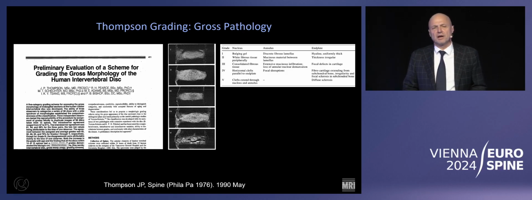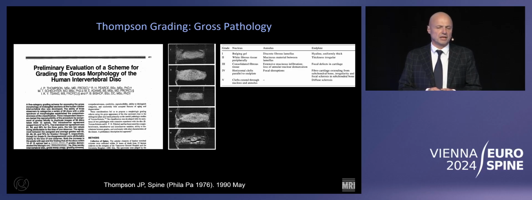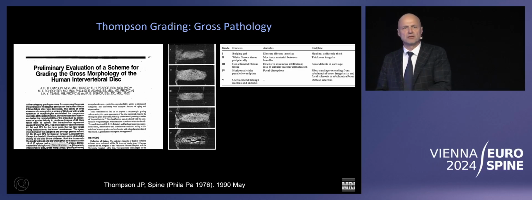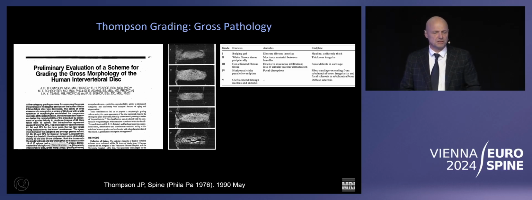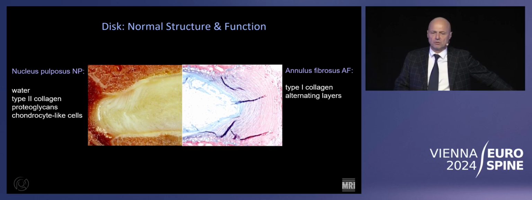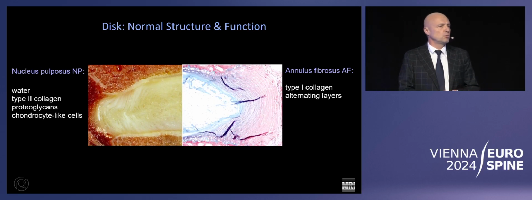The basis of the grading was the Thompson grading, which is a gross pathology grading, and the idea was to translate that Thompson grading into an MRI grading using T2 weighted images. The base is looking at the nucleus pulposus. The nucleus pulposus in a normal patient has a lot of water and proteoglycans. So on a T2 weighted image, it looks like water.